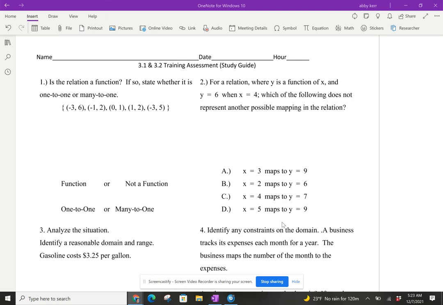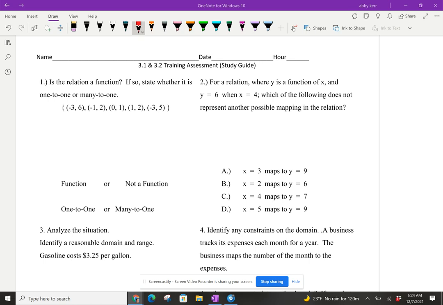In this video, we will go over the 3.1 and 3.2 Training Assessment Study Guide. So for number 1 and 2, the best idea is to make a mapping diagram. A mapping diagram lets you have a visual representation to see if the relation is a function or not. So a few rules that you need to remember about the x's and y's. If it repeats, write it once, and then write it smallest to biggest.